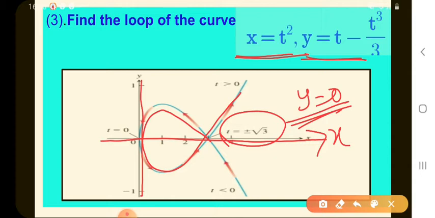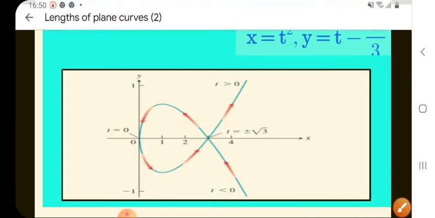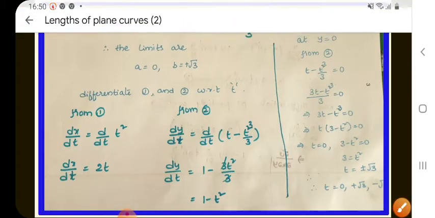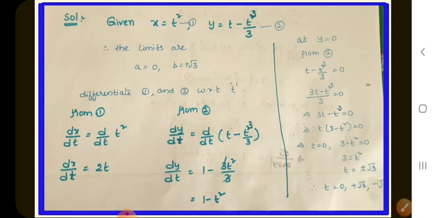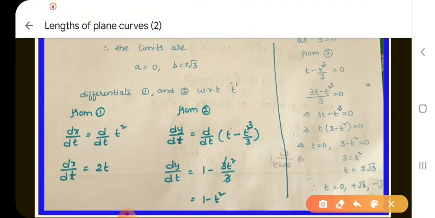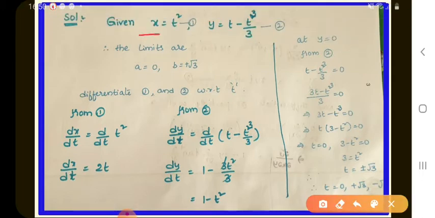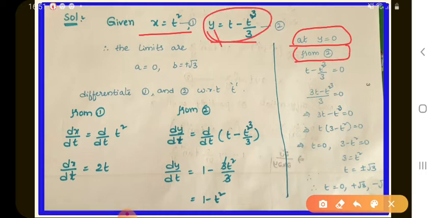So here, the value of y equals 0. See here, given x equals t square and y equals t minus t cube by 3. These are our given functions. Here y equals 0. Put y equals 0 in equation 2. What we get if we put y equals 0? That means t minus t cube by 3 equals 0.